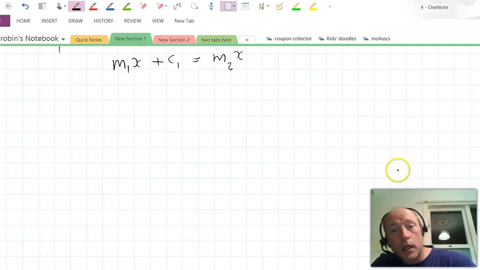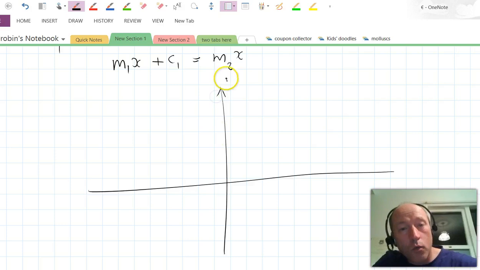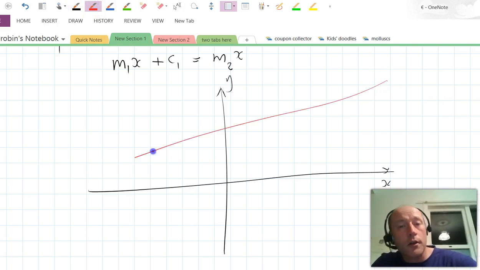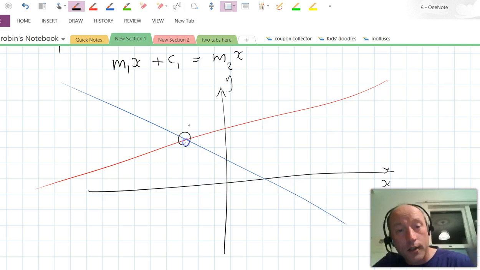Okay, I'm going to set my coordinates up here. I've got a y-axis and an x-axis, and this time I'm going to draw two straight lines on it. I'm going to draw a red line and a blue line as well. And of course, as soon as you get two lines on a graph, the first thing you ask is where they cross.